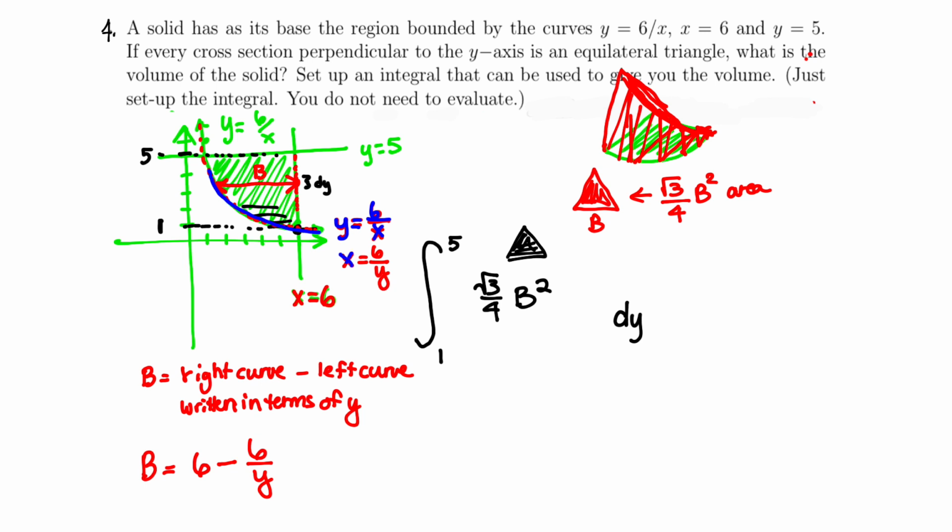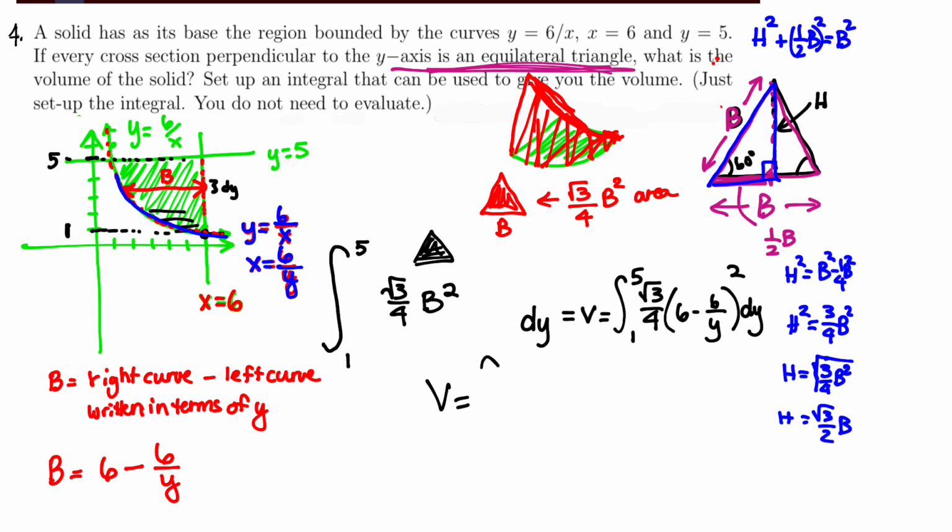We transformed it to be x equals 6 over y. So that's my left curve. My right curve is 6. Left curve is 6 over y. That base stretches from 6 to 6 over y. And so that means my integral for the volume is the integral from 1 to 5 of square root 3 over 4 times my base squared, which is 6 minus 6 over y, dy.